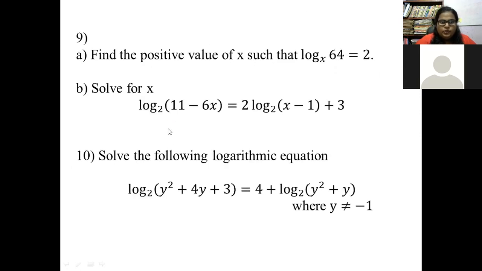Okay, then this one, part B, solve for x. Some log equation is given for you: log base 2 of (11 minus 6x) equals 2 log base 2 of (x minus 1) plus 3. Okay, we'll see how to solve this one.